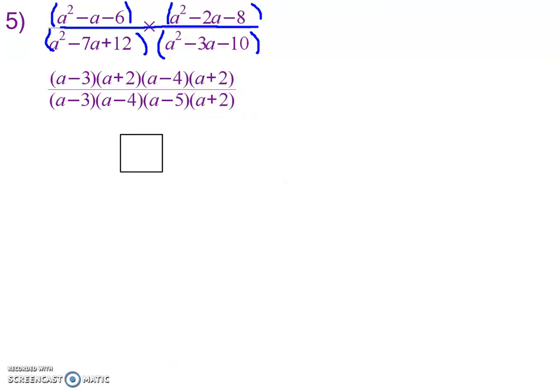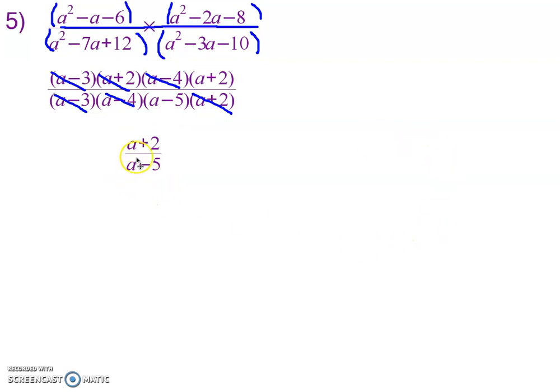Alright, everything's factored. We look to see if we can factor anything further. At a quick glance, you'll notice your a's don't have squares or cubes, and there are always only two terms in there, so we can't factor any further. Our next step is to reduce. We've got an a -3 in the numerator and denominator. We have an a +2 in the numerator and denominator. We have an a -4 in the numerator and denominator. All we're left with is a +2 in the numerator and a -5 in the denominator.